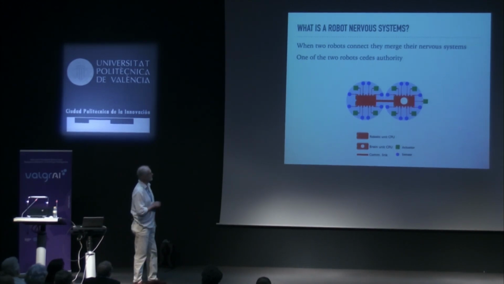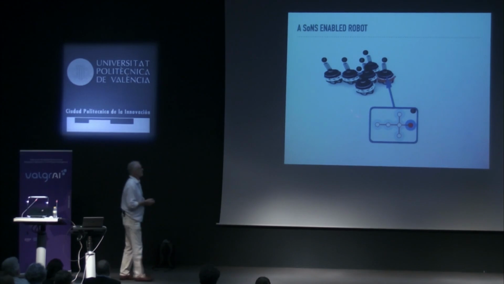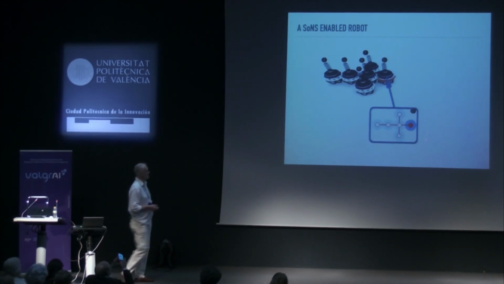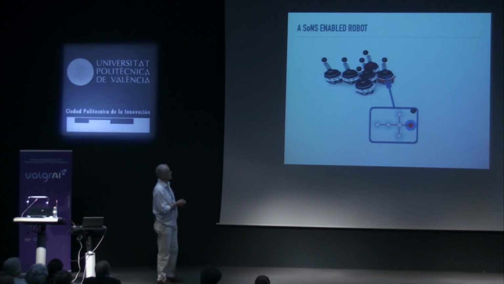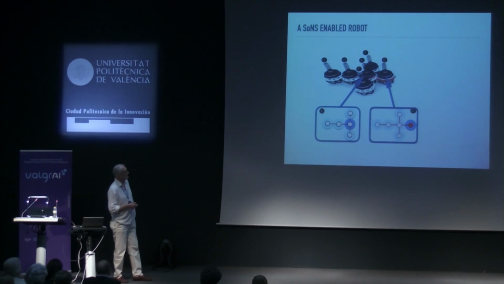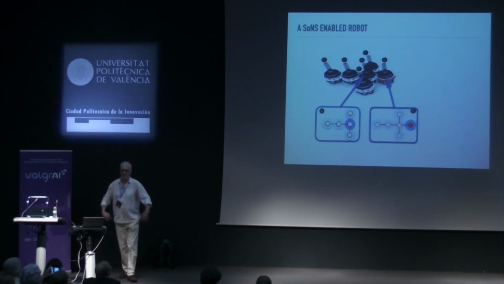So you can extend this to many robots. For example, here we have a situation in which there are 6 robots and one brain. The brain has knowledge about all the robots that are attached. The structure that you see here is a tree, and every node of the tree has knowledge about the remaining part of the tree.